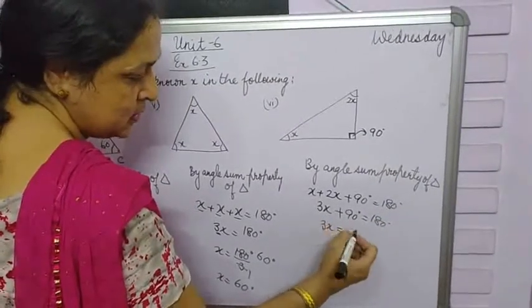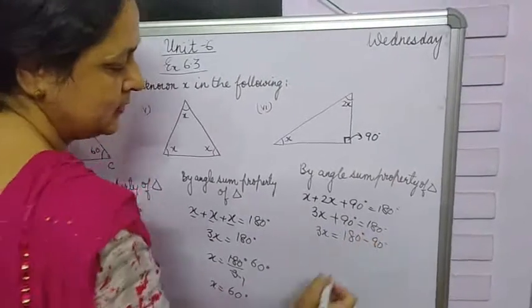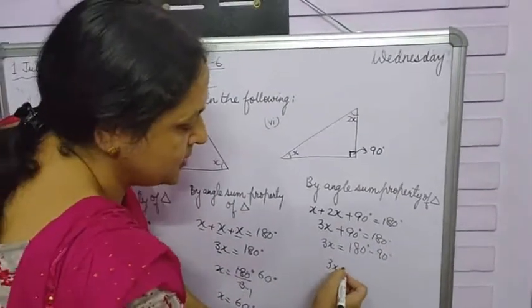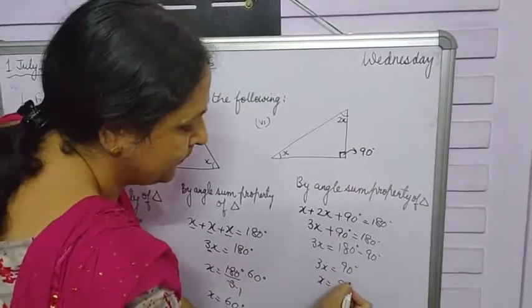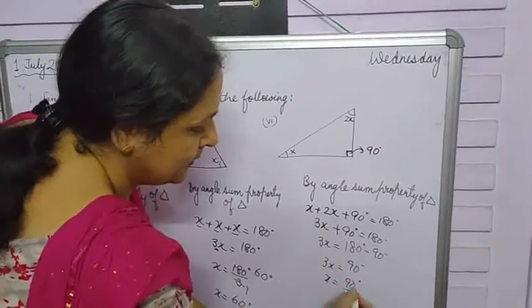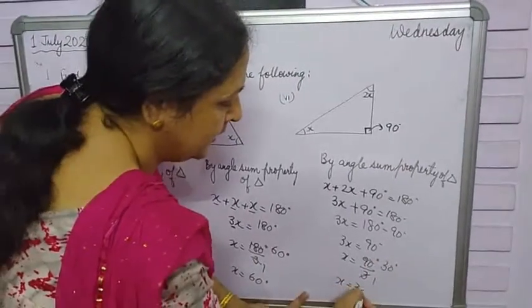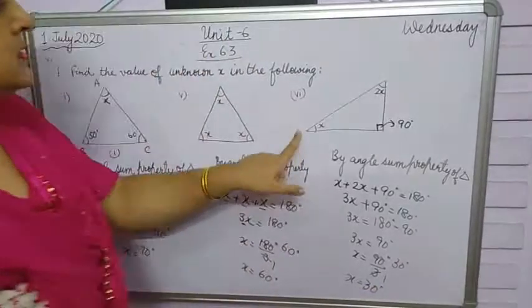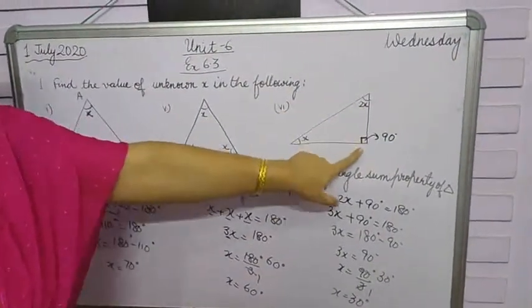So 3x is equal to 180 minus 90. That means 3x is equal to 90 degrees. Divide both sides by 3. So x comes out to be 30 degrees. So this one is 30, and if you want to find out, this one is 60, and the third angle is 90.